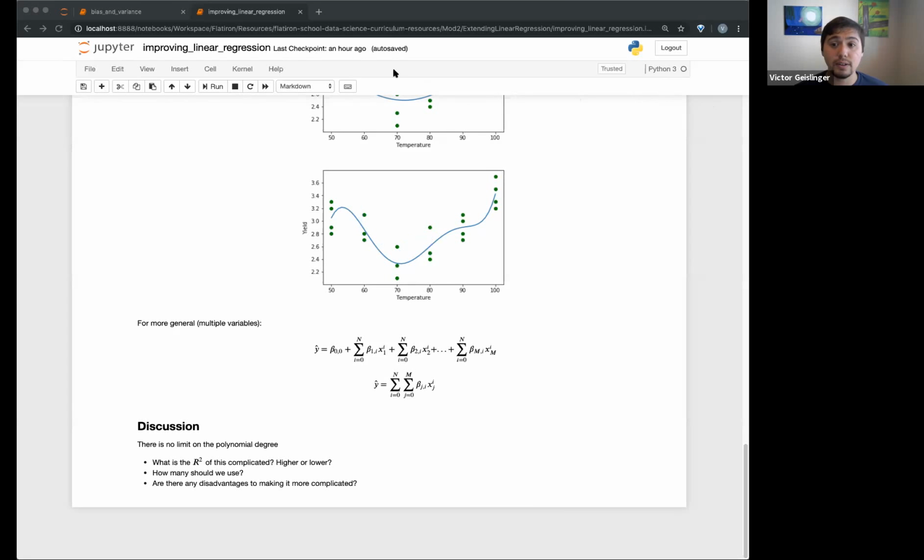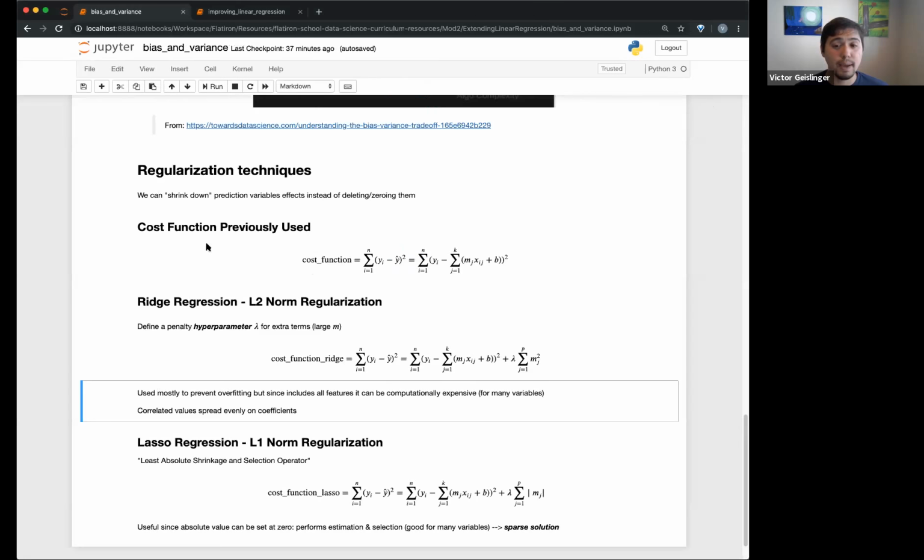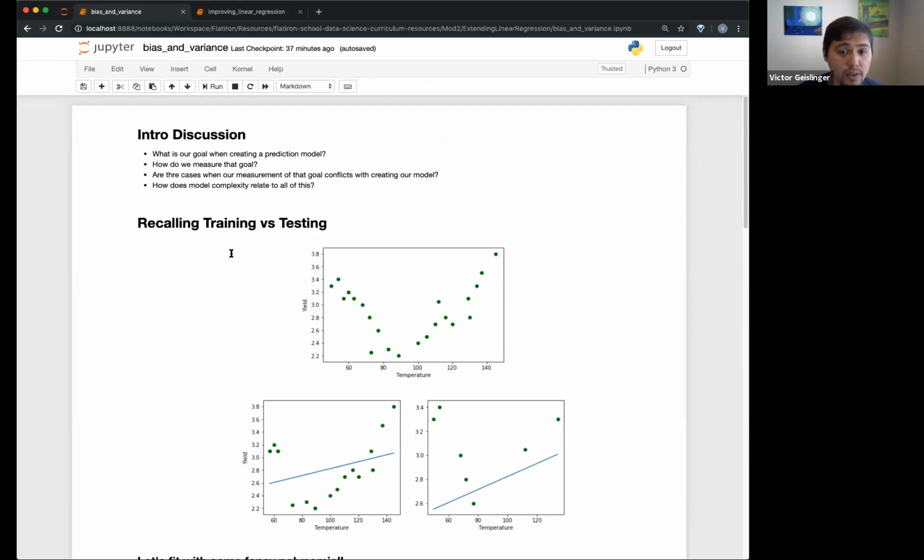So this leads us into our next section, which is bias and variation. Going off of that discussion, I want you to think a little: what is our goal with our prediction model? When we say we are trying to make a prediction, how would you describe our goal in making that prediction model?